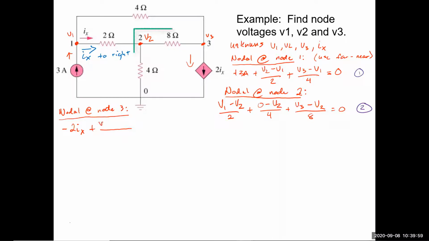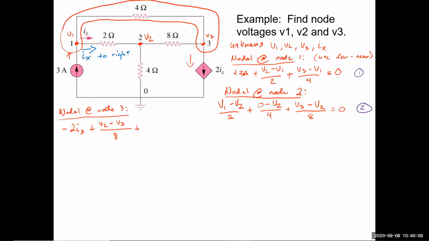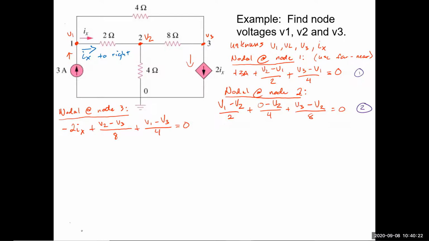Plus, node 3 is now the near node, so it's V2 minus V3 over the 8 ohm, plus, we still have that same V1 connected all the way over to V3 through that 4 ohm resistor, so we have to account for that term. This is V1, the far node, minus V3 over 4 ohms, all equal to 0. And that is equation 3.